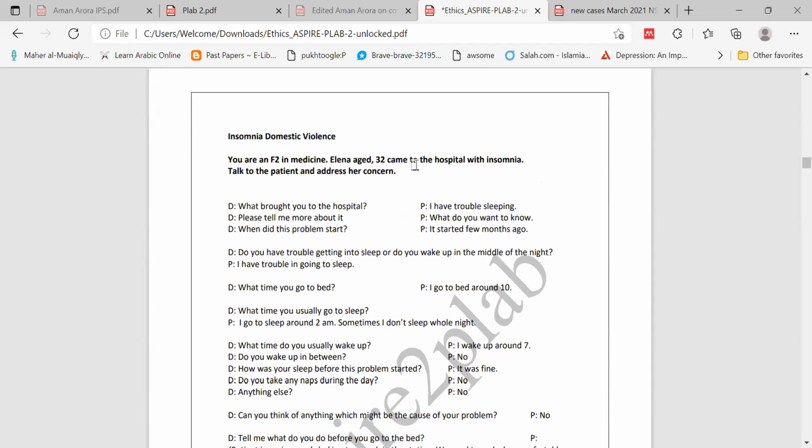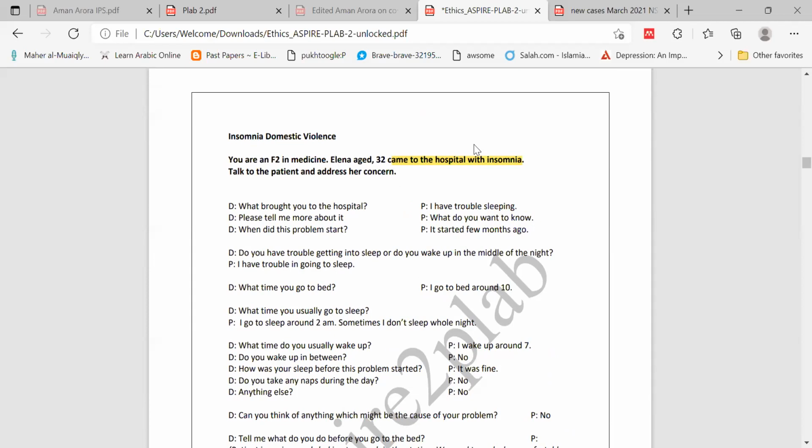Again, you are an F2 in medicine. Elena, 32, came to the hospital with insomnia. Talk to the patient and address concern. Now, this case, you know she has insomnia. Are you Elaine? Are you 32? Right. Thank you for the information. I've been told that you're struggling with sleep for some time. Oh dear, that must be such a difficult thing to deal with. How are you doing? Okay, right. Tell me a bit more about it.